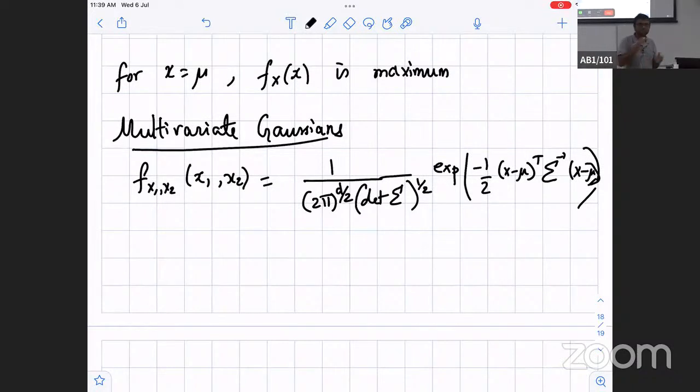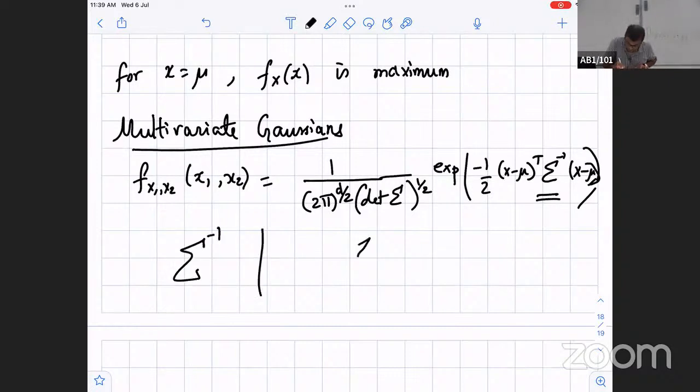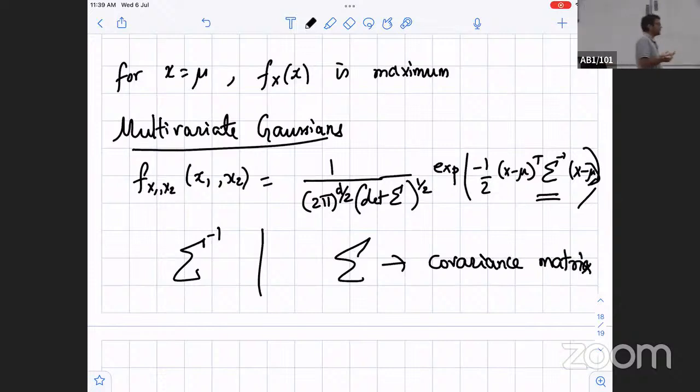Yeah, there is some dependence, right? That dependence is captured by this matrix sigma inverse. Sigma is called a covariance matrix. Don't worry about it now if you don't follow, it's just a matrix. So sigma inverse is also a matrix. Now, x minus mu, where x is a vector.